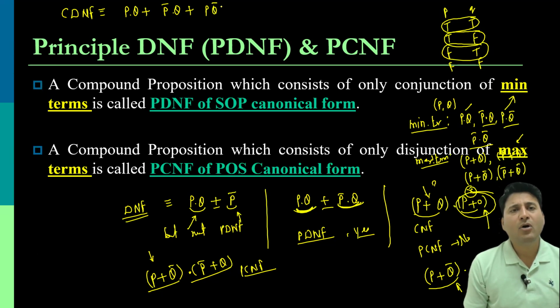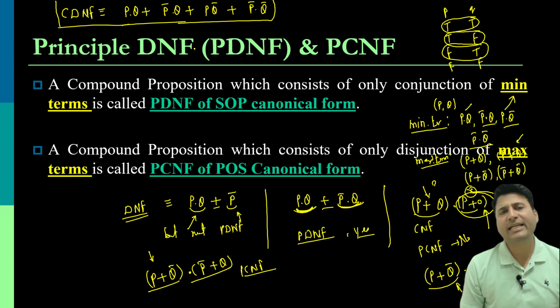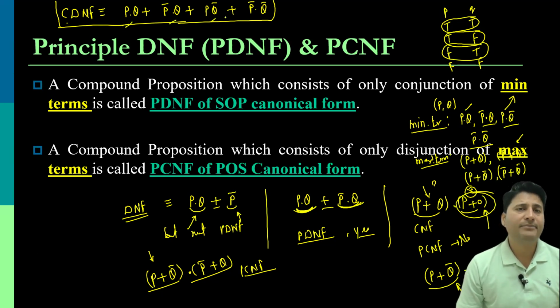It should have all the min terms with it. We will use this concept when we talk about the conversion from CNF to DNF and DNF to CNF. So this is called the complete disjunctive normal form in two variables, P and Q only, having all the min terms.